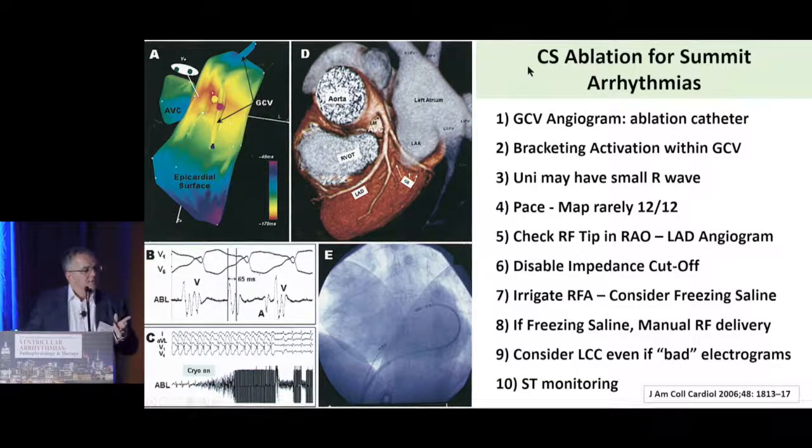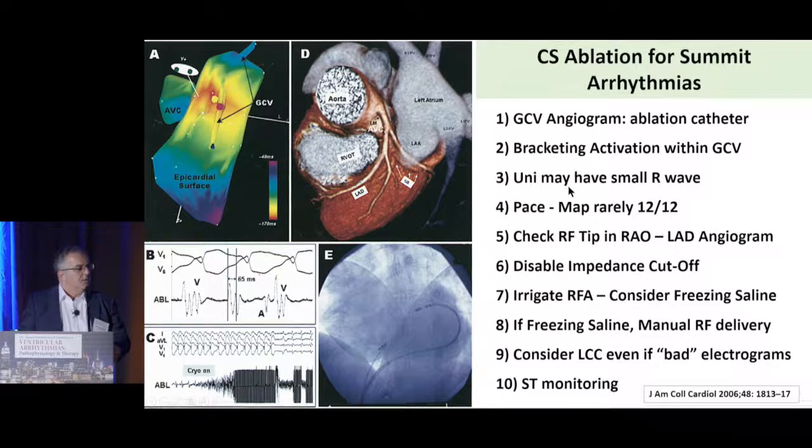We came up with these suggestions that when you have bracketing inside the coronary sinus, we should again follow a few steps. It's important for you to make sure that you're able to map the entire extension of the coronary sinus and the anterior interventricular vein. In many of these patients, you will have to shoot an angiogram to know the anatomy. Bracketing the activation there is very important.